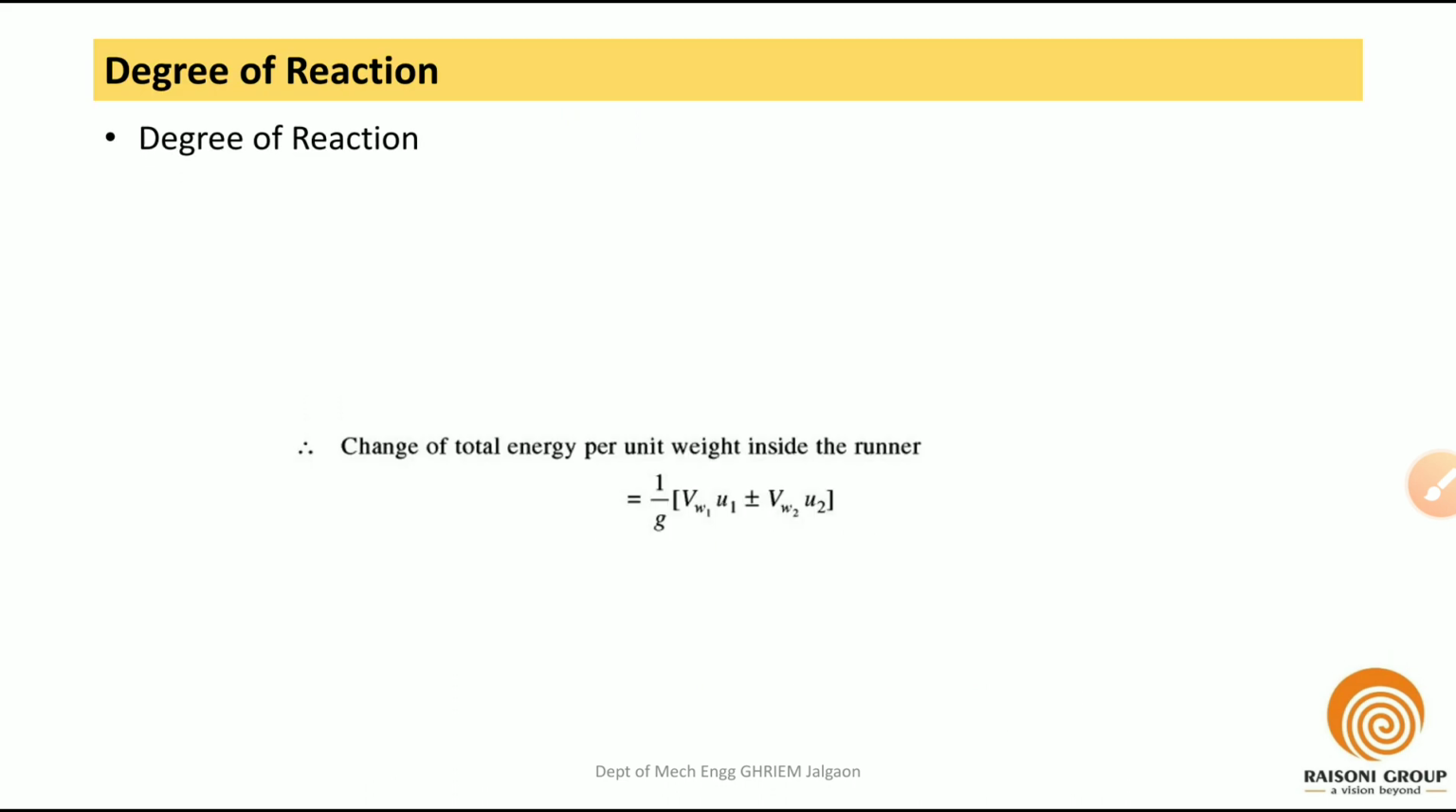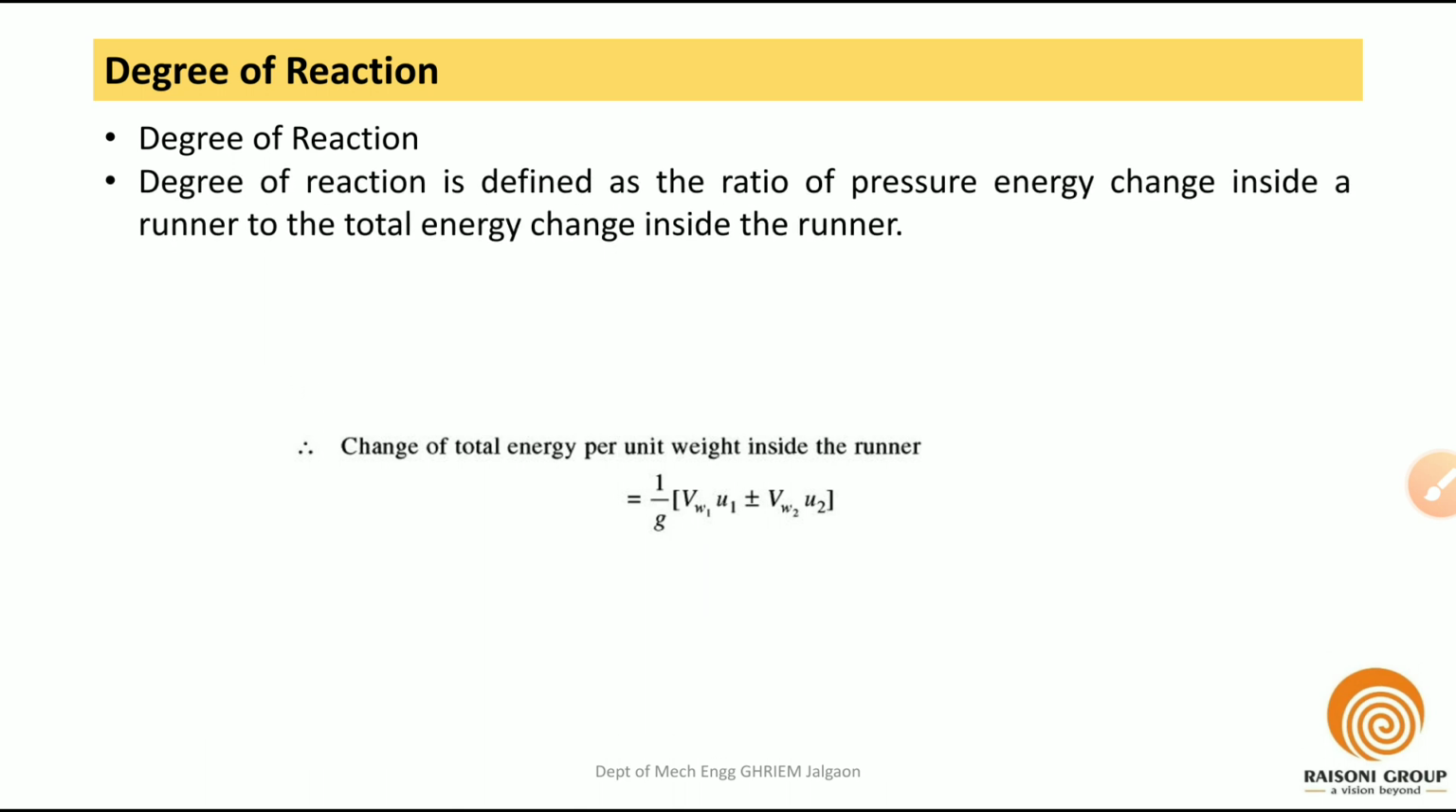So the very first thing which comes into mind is what is degree of reaction. So degree of reaction is nothing but the ratio of the pressure energy change inside a runner to the total energy change inside the runner. So basically it is the ratio of these two, and it is represented by letter capital R.